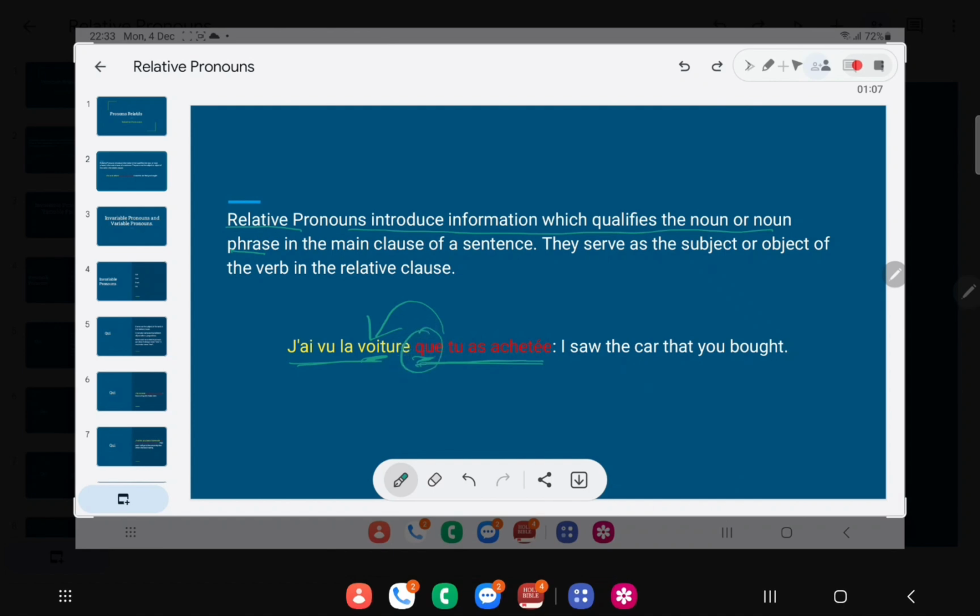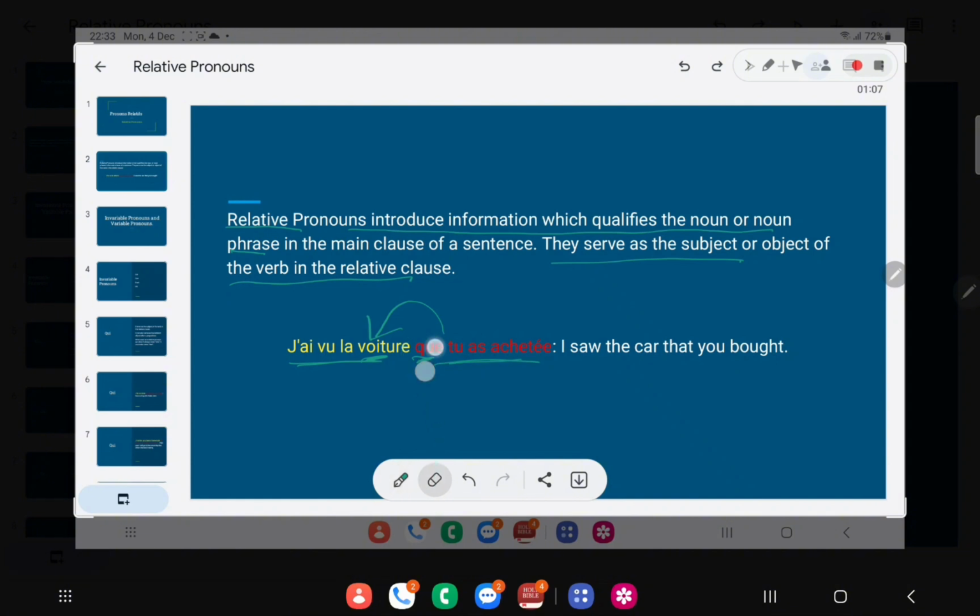Que is the joiner. It joins the two parts of the sentence together. It is the ushering word here, if I might say. It is the word that introduces us to this extra information at the right. Que. So this is what a relative pronoun does. A relative pronoun introduces information which qualifies the noun or noun phrase in the main clause of a sentence. They also serve as the subject or object of the verb in the relative clause.